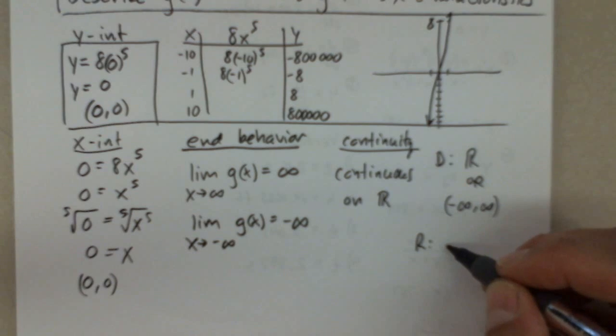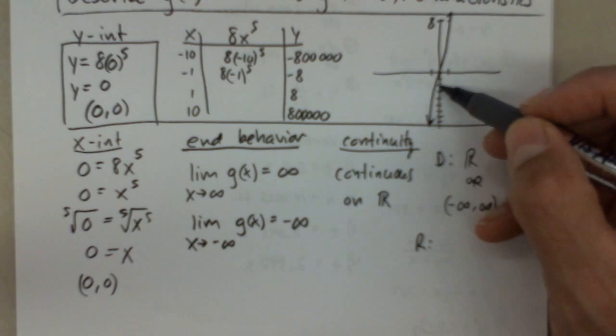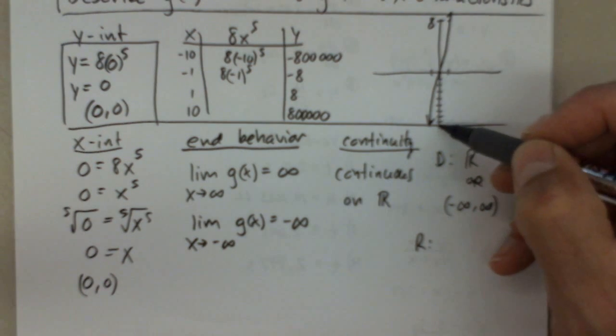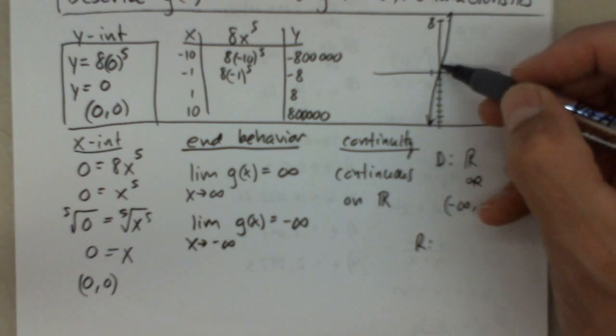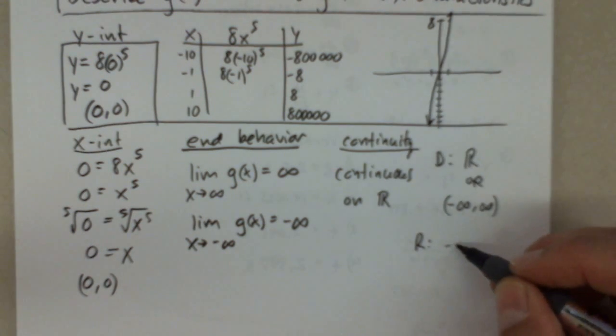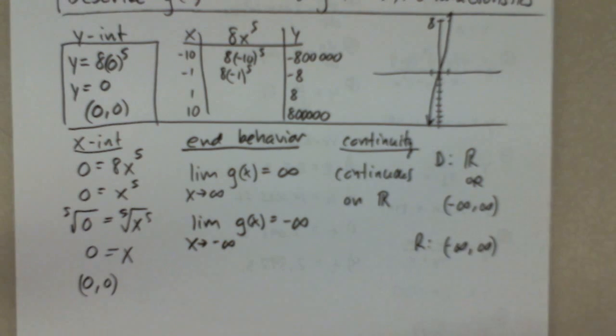The range is all the y values that have a point on the graph. So we can go down to negative infinity, and there's the y value. We can go up to positive infinity, there's the y value. So the range is all real numbers also.